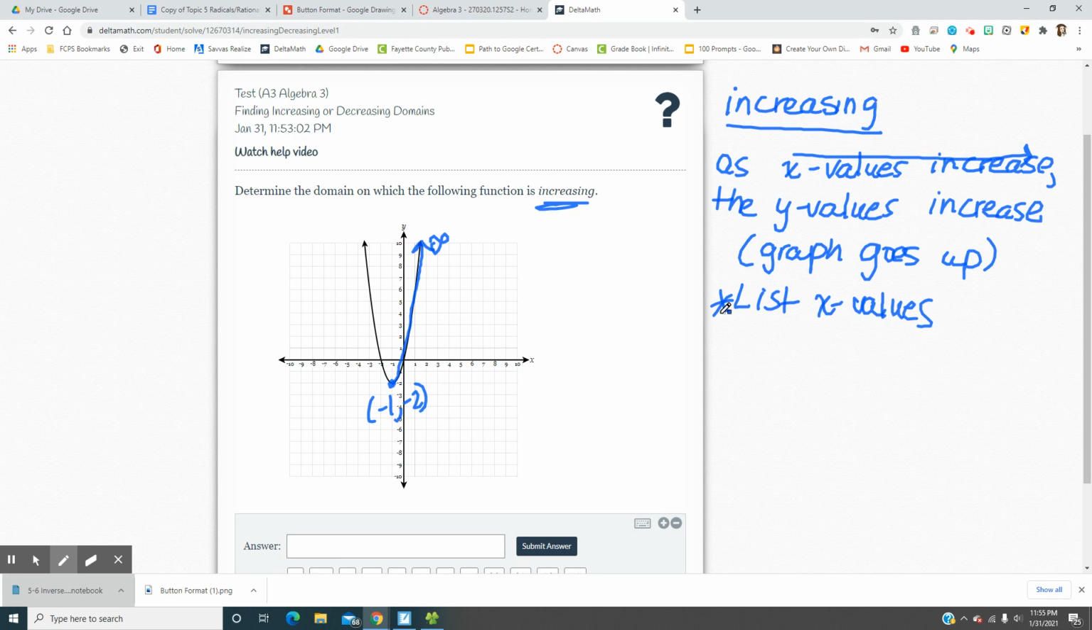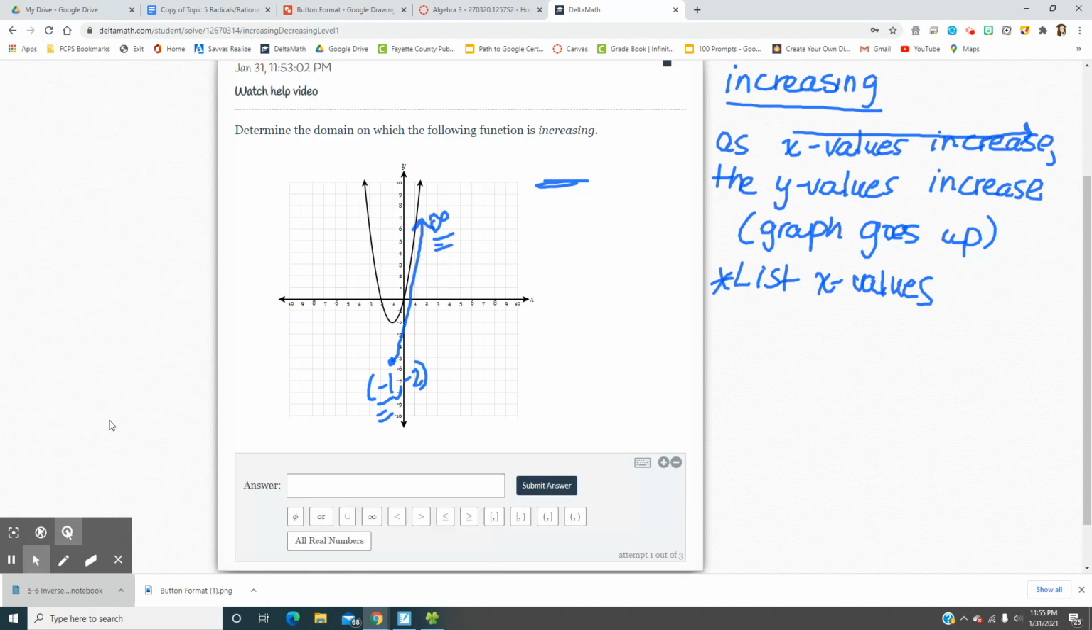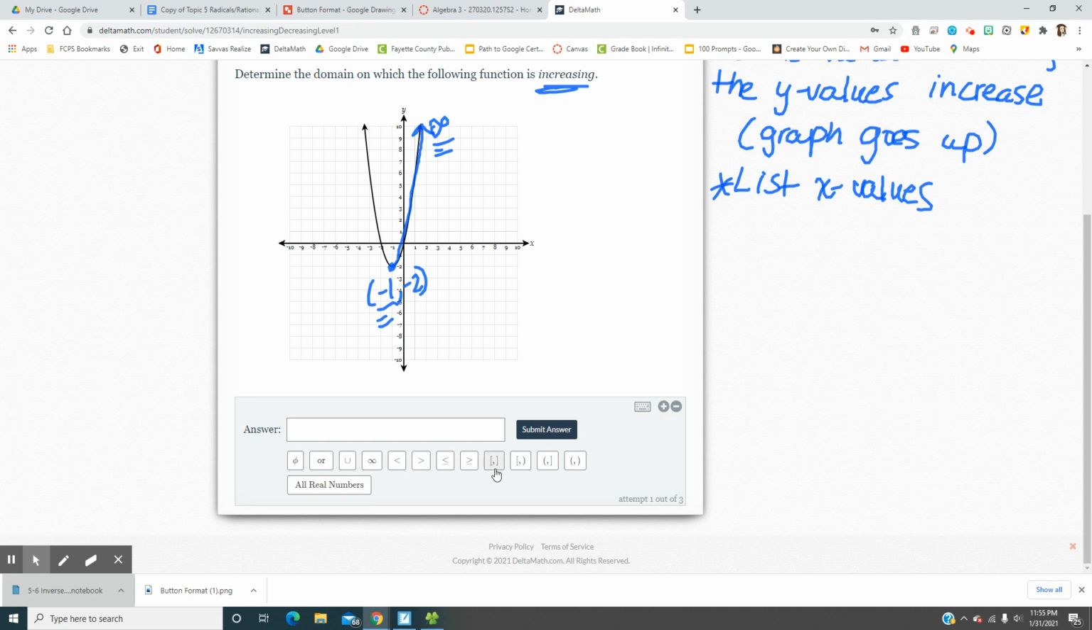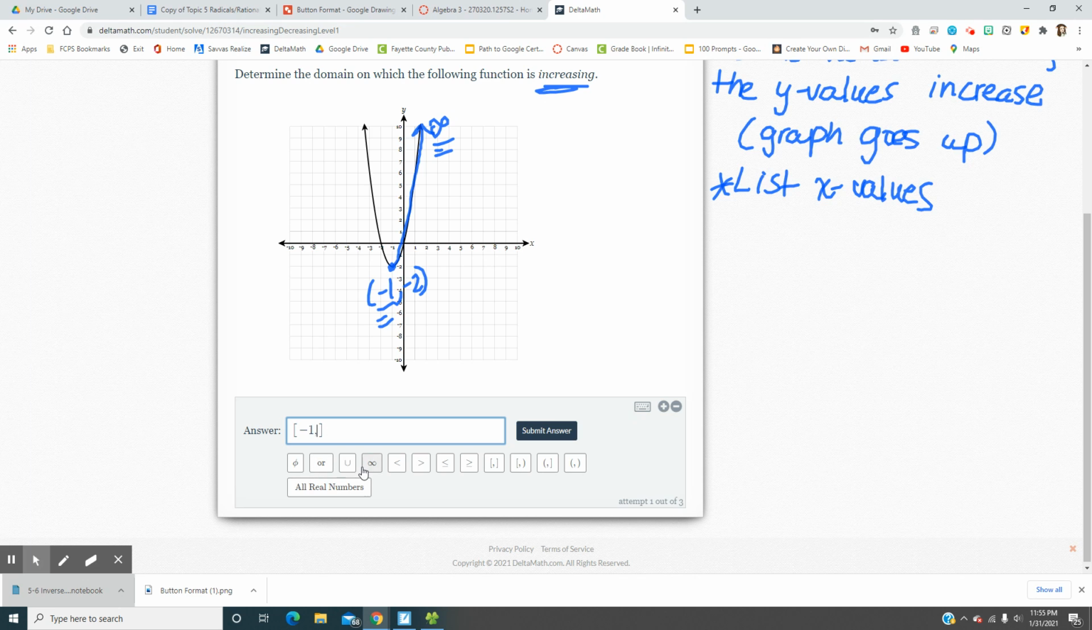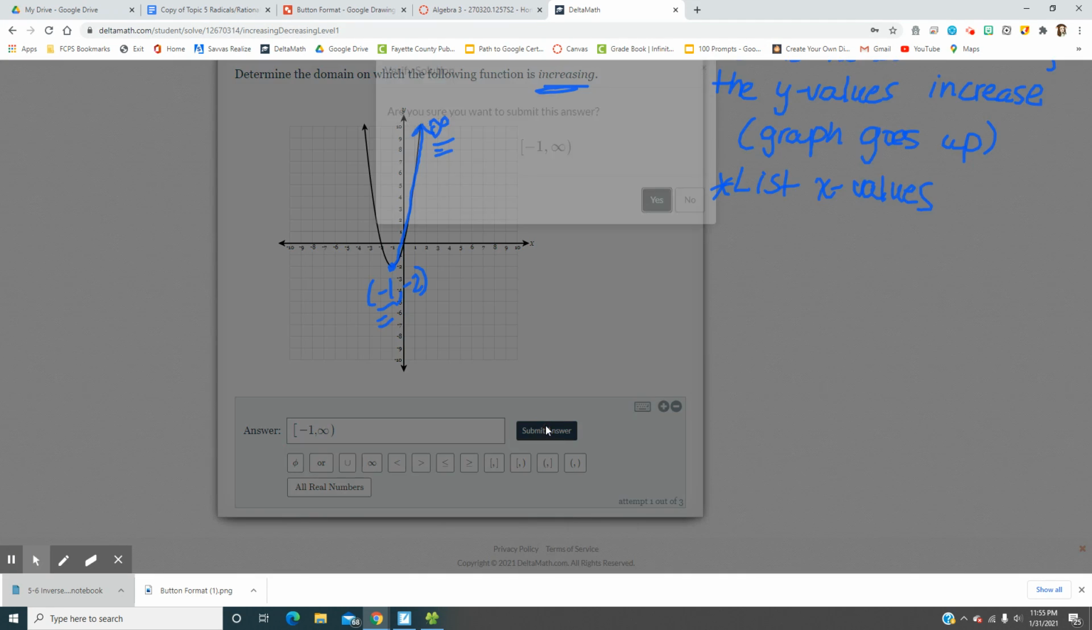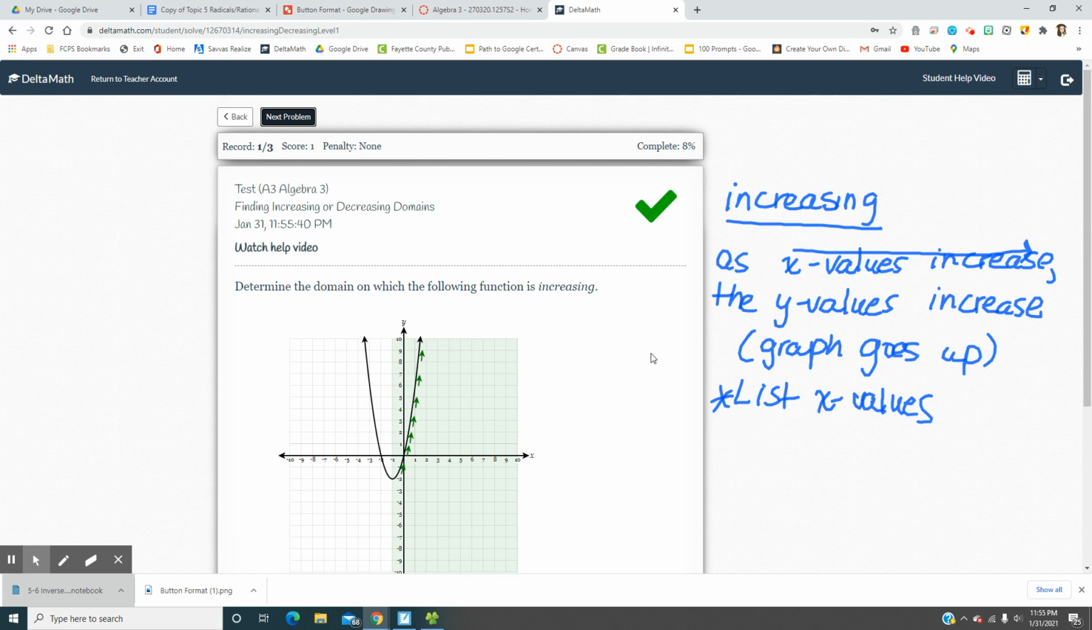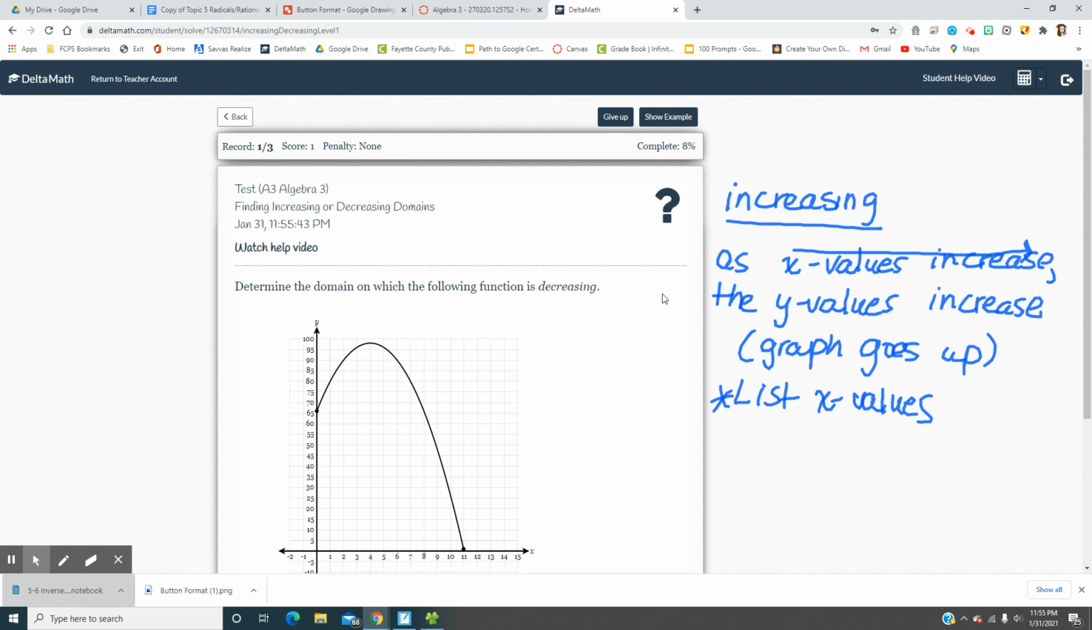All right, so if I'm listing the x values, then I'm going to say it increases from x equals -1 until infinity. So I will type in from, and we're going to use brackets here, from x equals -1 until infinity. But we don't use a bracket on infinity. We always use parentheses because infinity is not really a number. It's more of an idea. There we go.